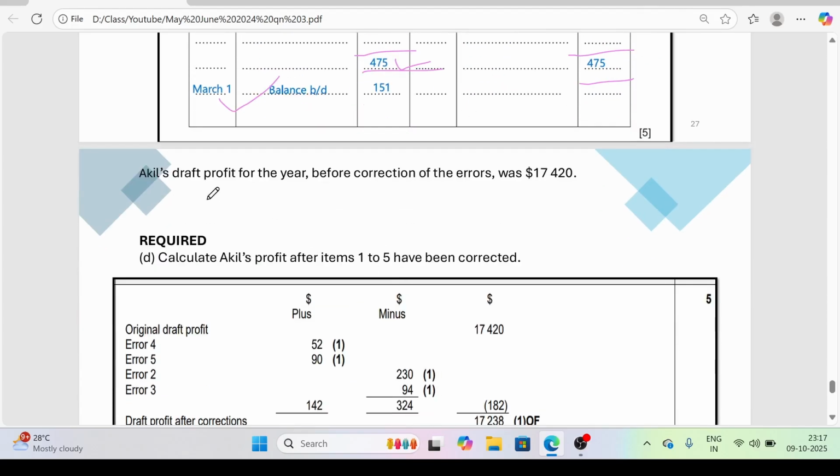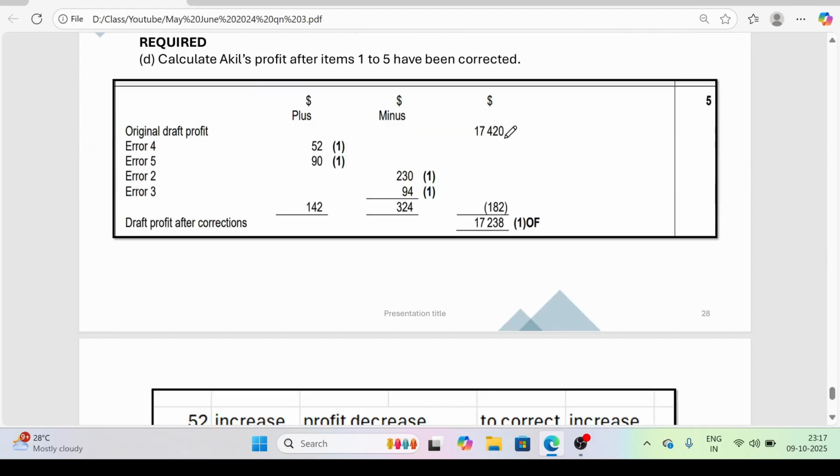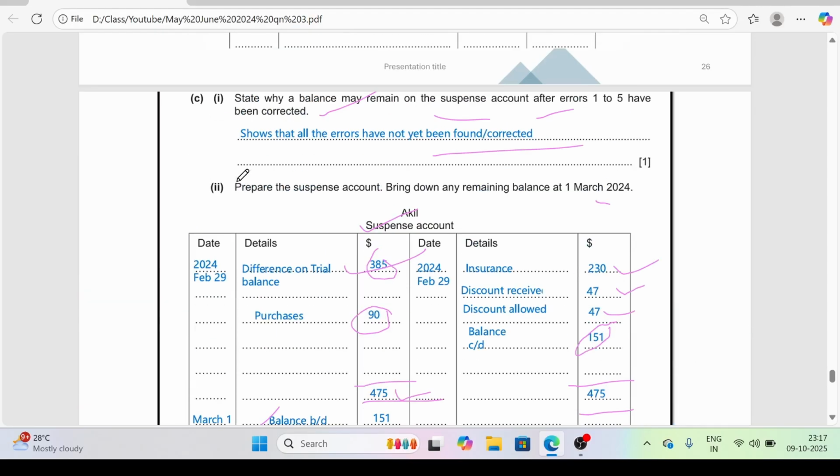Next one. Akil's draft profit for the year before the correction of the errors is 17,420. This is the draft profit format, plus and minus. So errors 4 and 5 you have to check. What are errors 4 and 5?